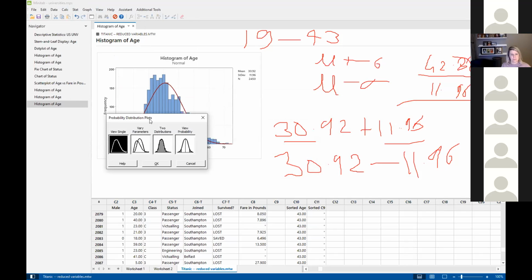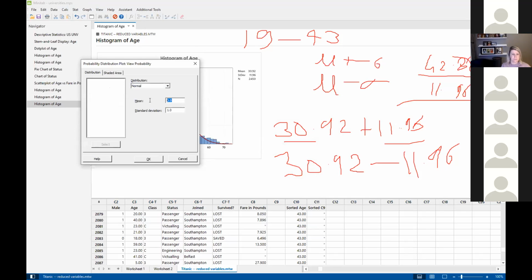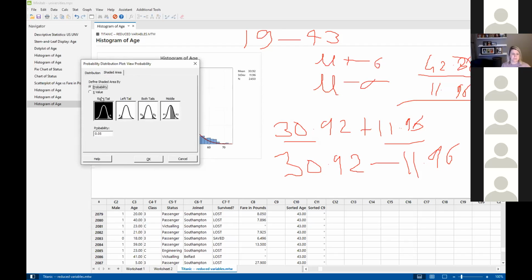So for example, this is the probability distribution, and view probability. I'm just going to do normal distribution. The mean is, what is the mean? 30.92, and standard deviation 11.96. And for the shaded area, I want two X values, which are right here. One X value is 43. The second X value, how much did we have? 19. Was it 19 or?